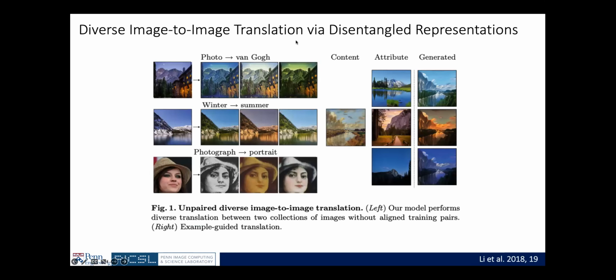Let's say our task here is to do image-to-image translation, which I'm pretty sure you have seen a bunch of times, if not in class, then definitely in the media. So let's say I want to translate from photo to Van Gogh, or winter to summer, or photograph to portrait. What do I do? I train GANs, but GANs are unstable. So then I introduce something called disentangled representations to try to improve this image-to-image translation and synthesis.